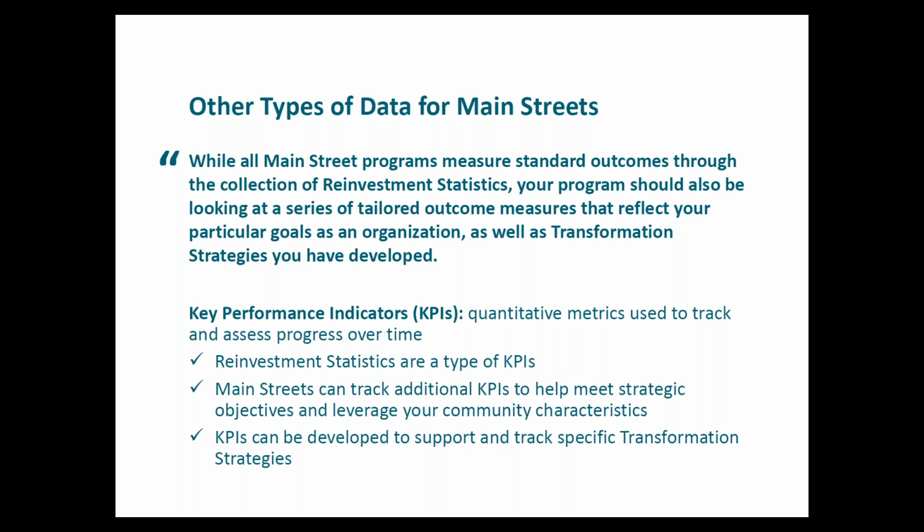Reinvestment statistics aren't, of course, the only type of data that Main Street programs should consider. We do talk about what we call KPIs in this guide. You'll see it as a little call-out box. KPIs are key performance indicators that are really just quantitative metrics that are used to track and assess progress of something over time. So, for example, reinvestment statistics are a type of KPI, but there's a lot of additional KPIs that Main Streets might want to monitor and develop for your program so that you can track and measure the successes of your initiatives and your programming and guide changes throughout time.